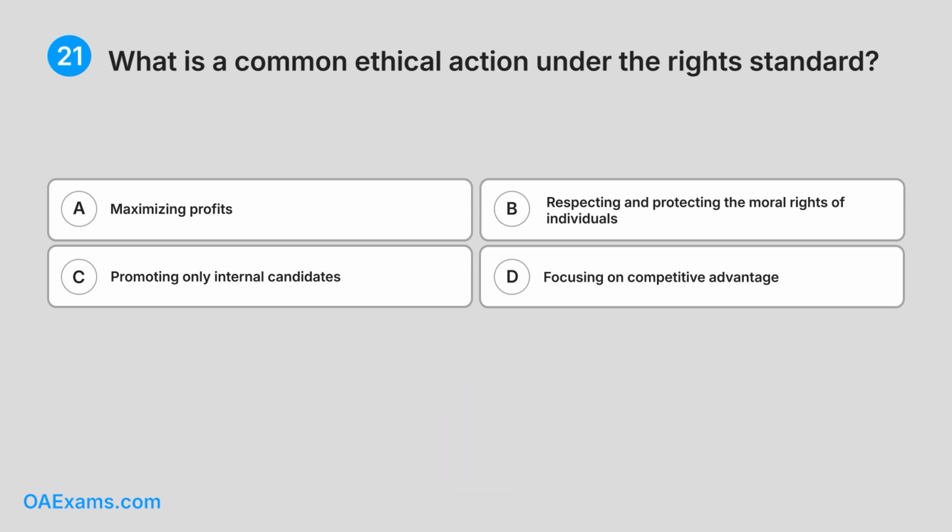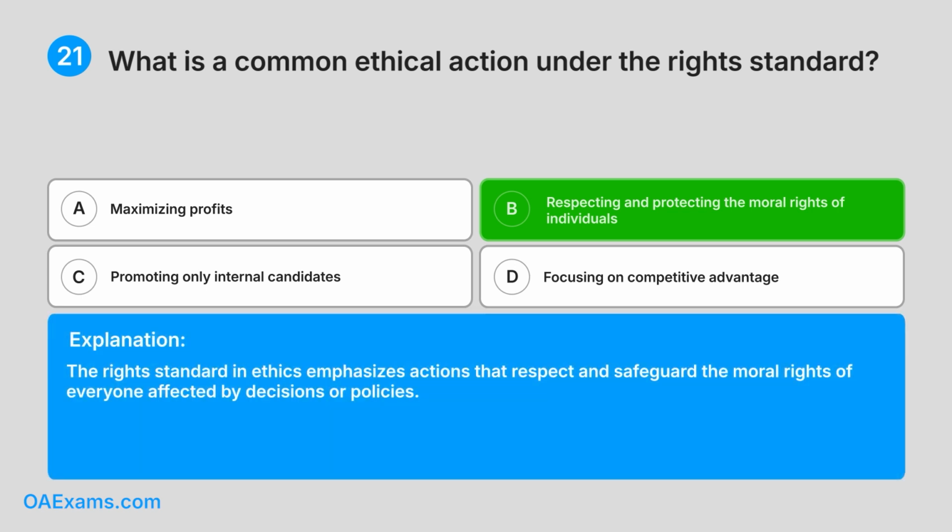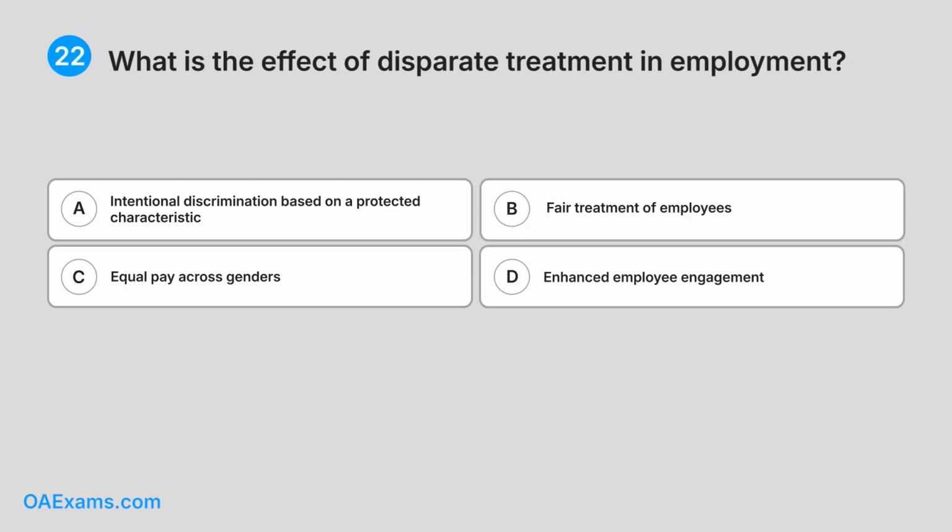Correct answer. B. Respecting and protecting the moral rights of individuals. Explanation. The right standard in ethics emphasizes actions that respect and safeguard the moral rights of everyone affected by decisions or policies.